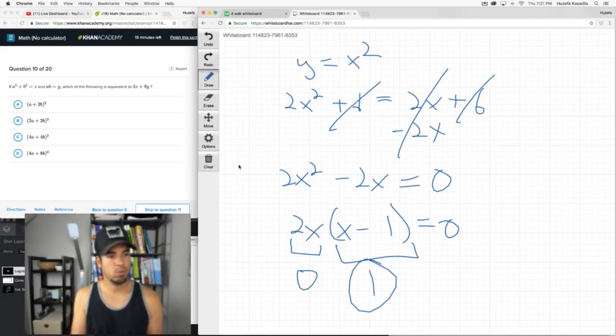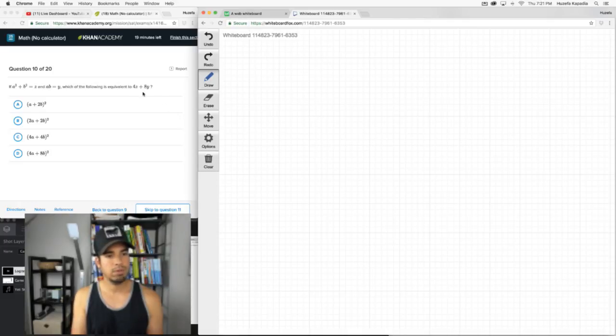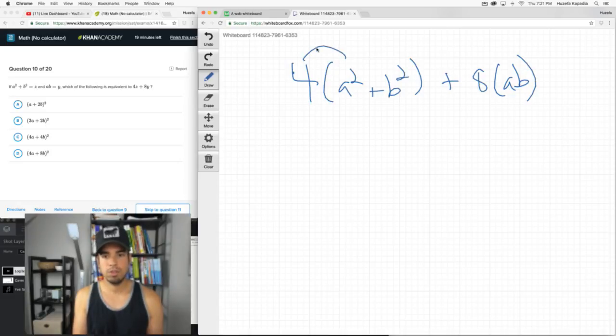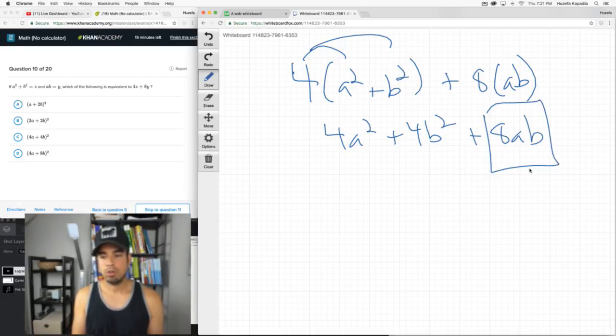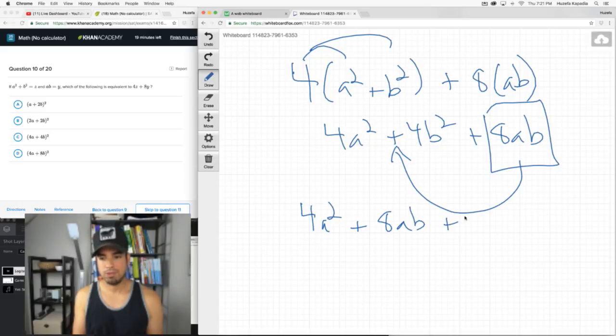All right, next one. A squared plus b squared equals z. ab equals y. Which of the following is equal to 4z plus 8y? Well, let's just replace z with a squared plus b squared, and replace y with ab. So we get 4 times a squared plus b squared. This is just substitution, right? Plus 8 times ab. Let's distribute. We get 4a squared plus 4b squared plus 8ab. Now, this is a tricky question, but hopefully you can recognize that this is a perfect square. I'm going to throw the 8ab in the middle because we can move it around. It doesn't matter.